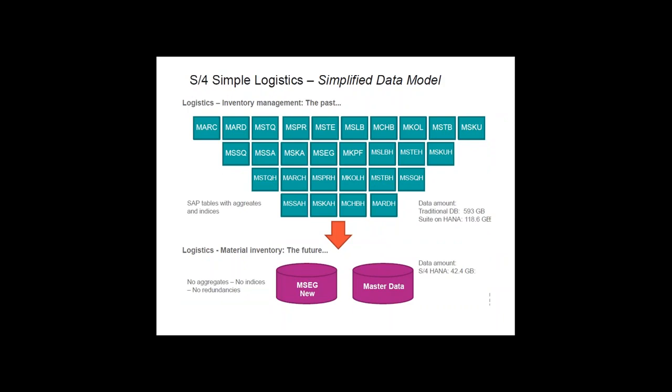Here is the structure in simple logistics. They are collecting all the information from different tables and updating it to one table, which is called MSCG. This is the existing table only, but all data is being updated into the one table. These are the SAP tables with aggregates and indices in the existing database. Now, if you come to material inventory management in the future, there are no aggregates, no indices, no redundancy. Everything is updated into the one table. Just like ACDOCA in simple finance, we have another table called MSCG.